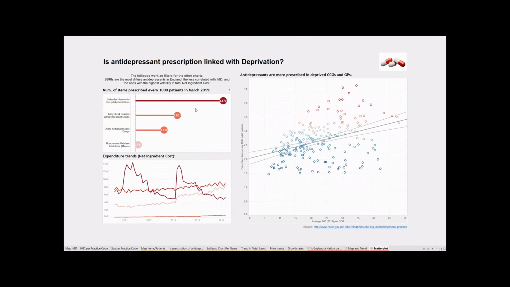I used four different datasets because I had to blend the original dataset we had with figures for the index of multiple deprivation and demographic data for each CCG, for each authority.